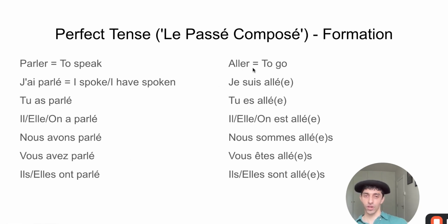And then aller, to go. This is an example of a verb that takes the auxiliary être instead of the auxiliary avoir. And you can see that the past participle would have to agree with the subject. That's why there are e's in brackets or s's as well, because if the subject is feminine, you'd have to add an e at the end. And if the subject's plural, you must add s as well. So that would become je suis allé, tu es allé, il ou elle est allé, nous sommes allés, vous êtes allés, ils ou elles sont allés.